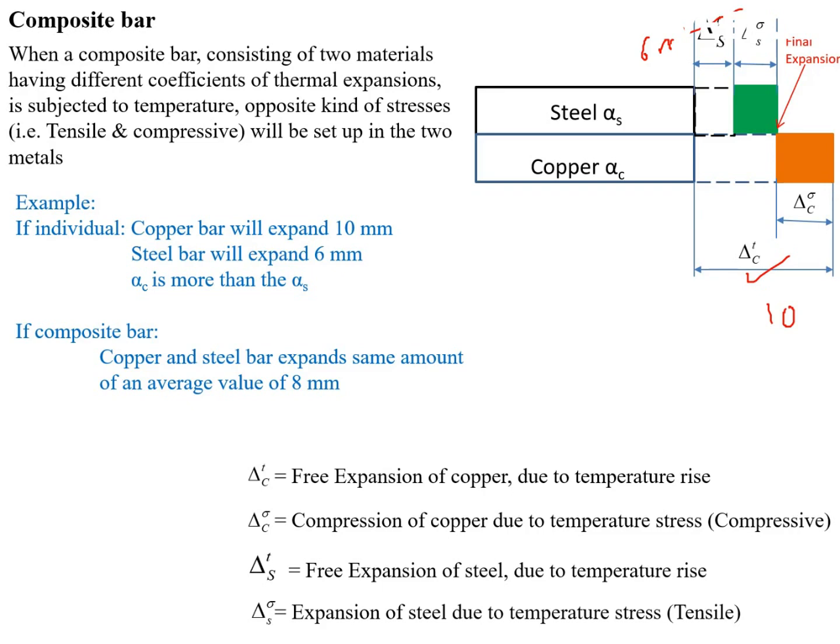But here the steel and copper bar form a composite bar, which means both of the materials behave like a single material.